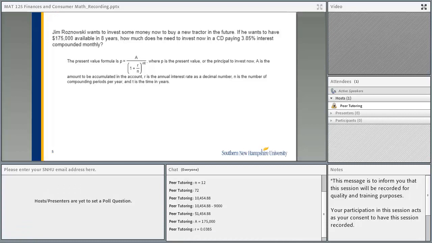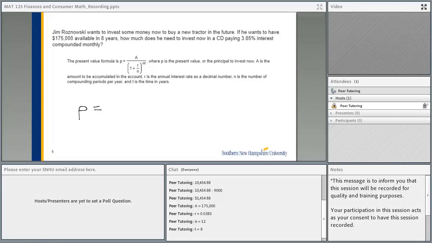And for our rate, remember you have to convert the percent to a decimal. So for the decimal, it's going to be 0.0385. For the value of N, we have 12 because this one is also compounded monthly. And the value of T is going to be 8 years. So hopefully you're able to get those values just from the original question.